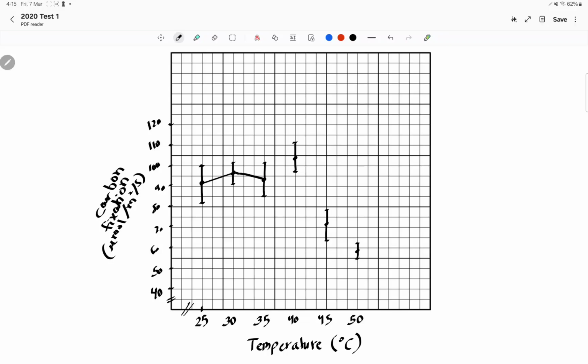1, 2, 3. So it's a negative correlation. It has decreased. Yeah, it has decreased. You're right. Good. That's going to be our line graph.